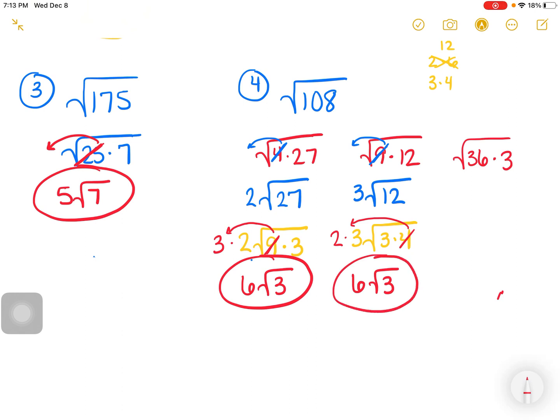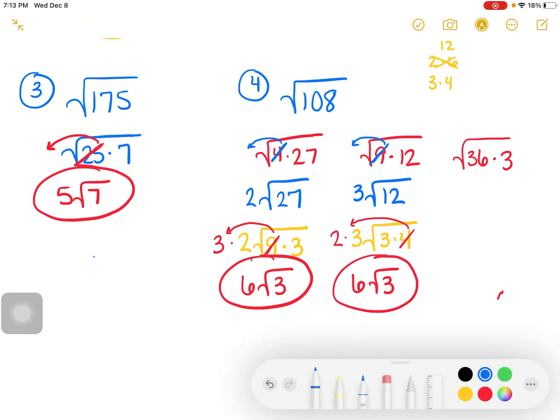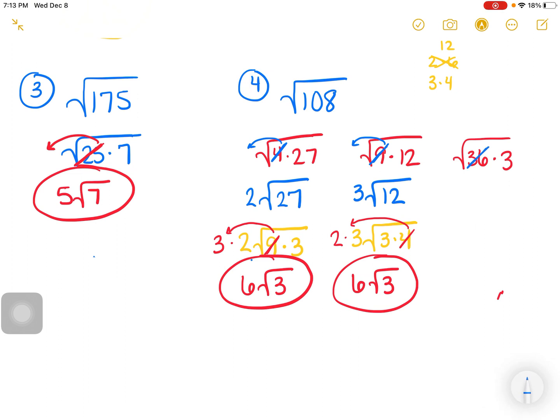Okay, and then let's look at the last one, 36 times 3. Well, I know 36 is a perfect square. The square root of 36 is 6, so I'm going to bring that to the outside. Still have my root 3 inside. And look, I got the exact same thing.